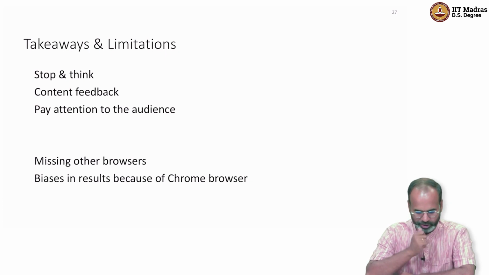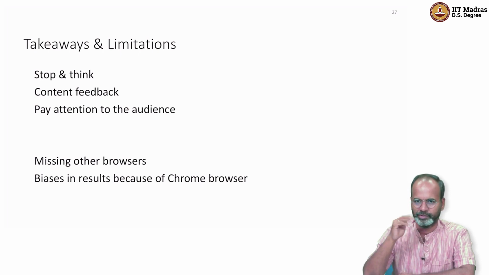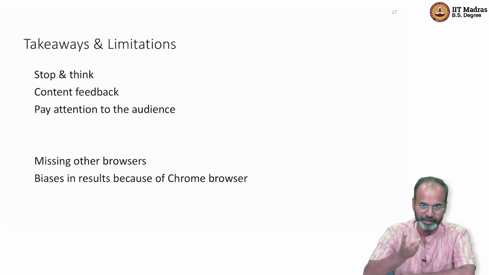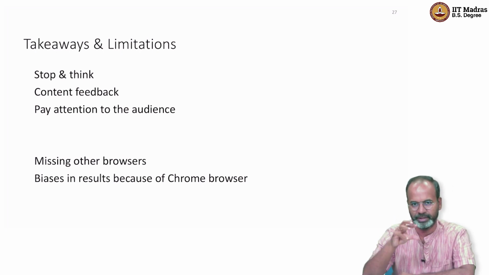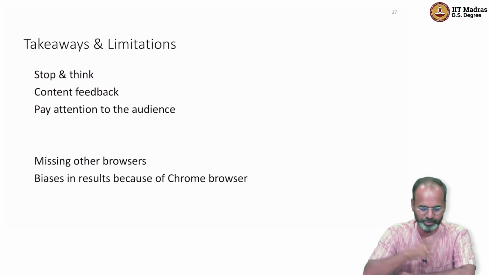Takeaways, right? So, stop and think. There was campaigning around this in terms of phishing and security: stop, don't click on the link, or stop and think whether you want to click on the link and then do it. That's the campaign. Content feedback: you're getting feedback about the post itself in the sentiment nudge. Pay attention to the audience, which is friends of friends, all that.